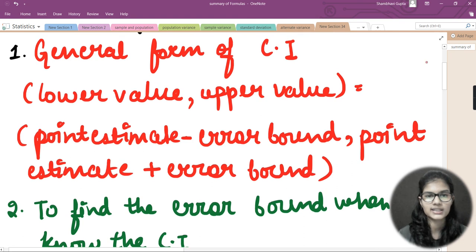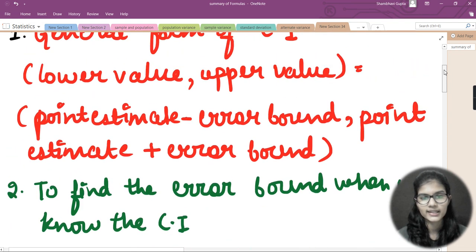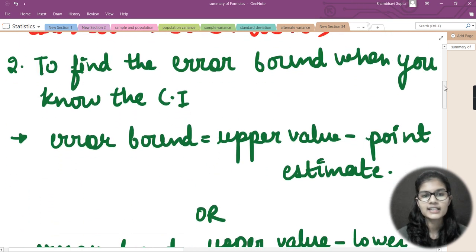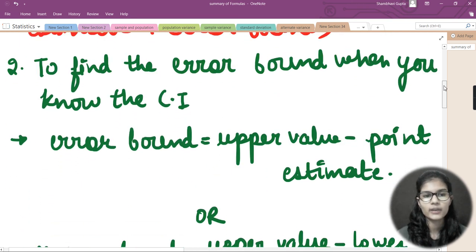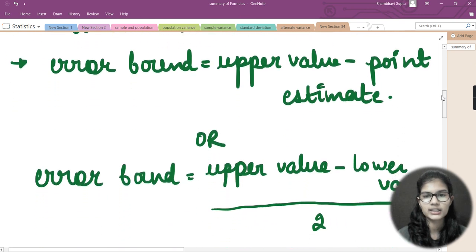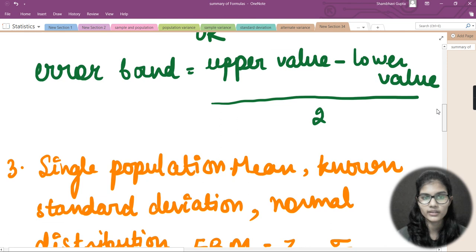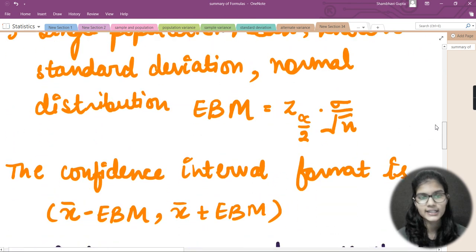Let me give you a quick revision once again. So the general form for confidence interval was lower value comma upper value, and that is equal to point estimate minus error bound comma point estimate plus error bound, right? After that, if we needed to find the error bound when we know the confidence interval, we had two formulas. The first formula was error bound is equal to upper value minus point estimate, and the second formula was error bound is equal to upper value minus lower value divided by 2, right?